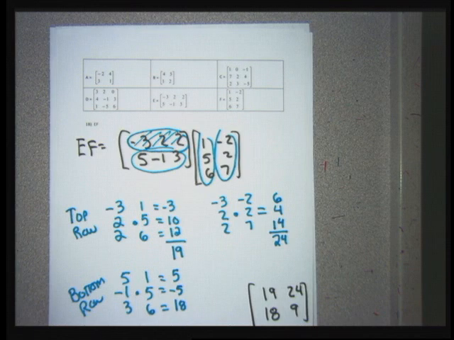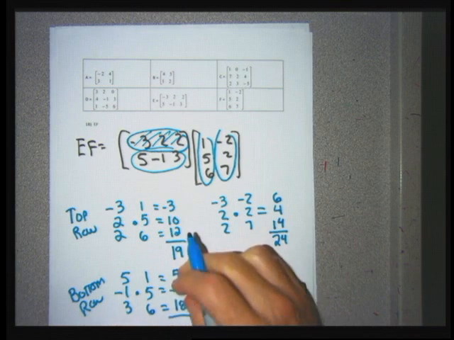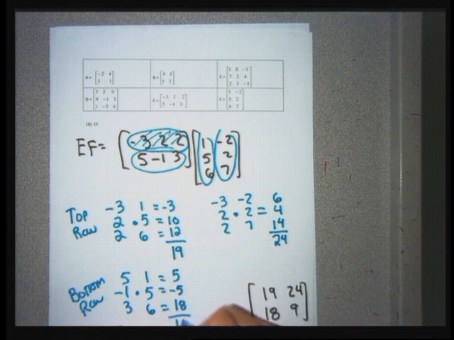And now I'm going to add these numbers up. 5 plus negative 5 is 0, plus 18 is 18. There's the 18 in my answer.